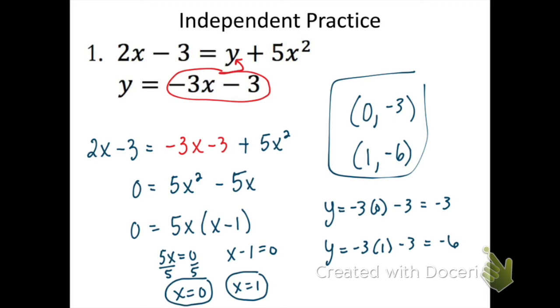This factoring was a little bit different. We had 5x squared minus 5x, so we're just pulling out the GCF, and we get x equals 0 and x equals 1. In the end, our two answers are (0, negative 3) and (1, negative 6).